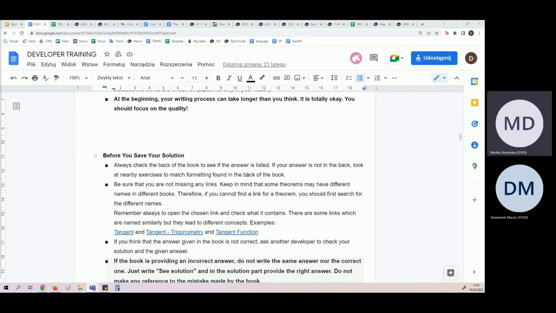For example, when the book uses an answer with units like 5 meters, they can write 5m, but we try to write the units with the whole name, so we write 5 meters or centimeters or yards or anything. We try to write it with the full word.